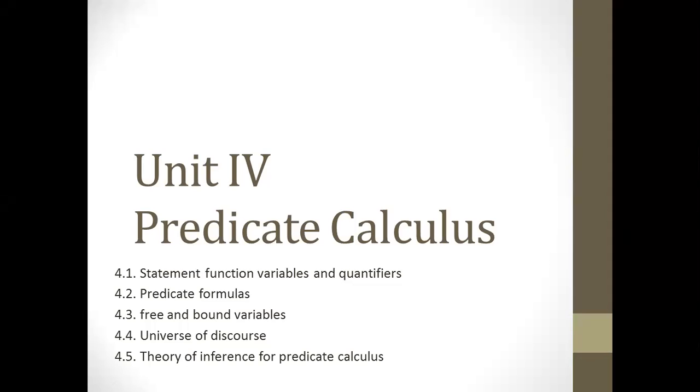Today is 20th February 2021 and we'll be taking Unit 4, Predicate Calculus, of Applied Mathematics and Discrete Mathematics, BSc IT, TCA, Sem 1. This predicate calculus includes statement, function, variables and quantifiers, predicate formulas, free and bound variables, universe of discourse, theory of inference for predicate calculus. So there are a total of 5 topics which should be covered under predicate calculus.